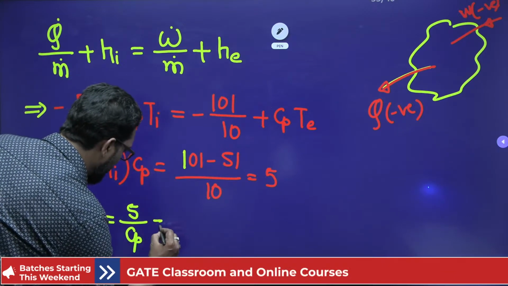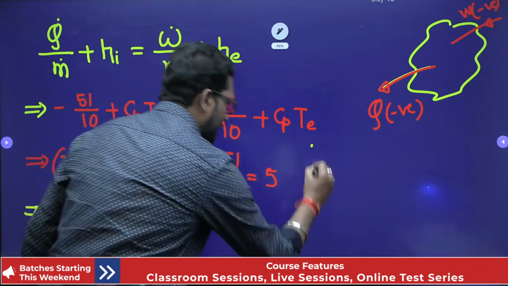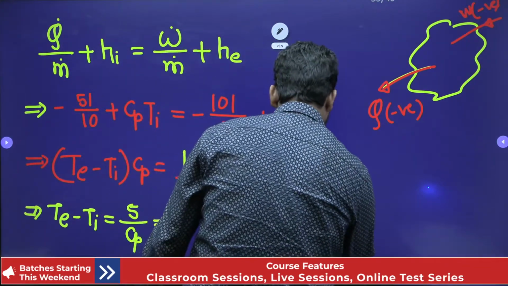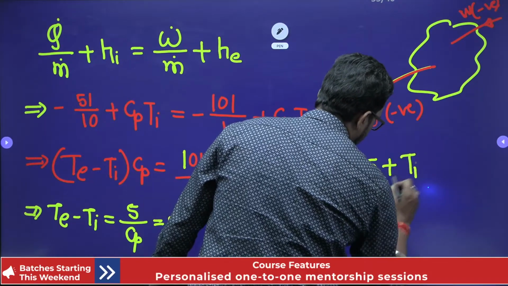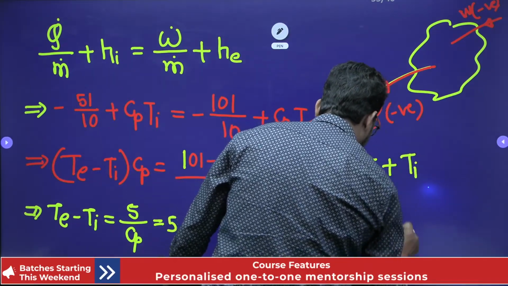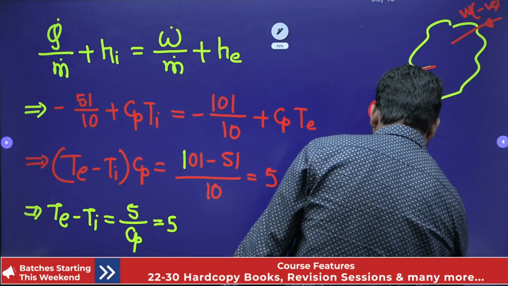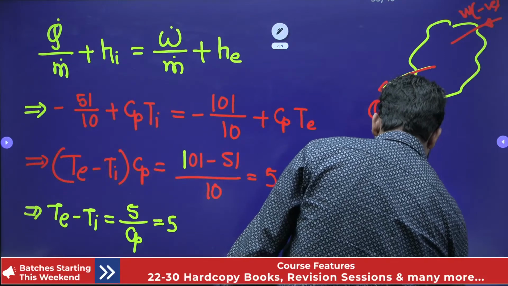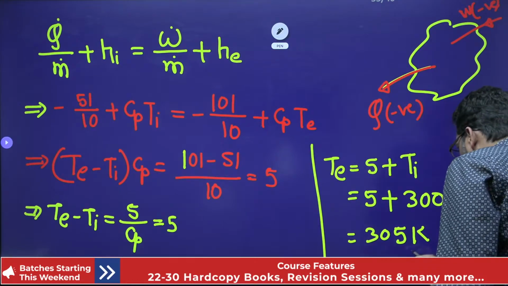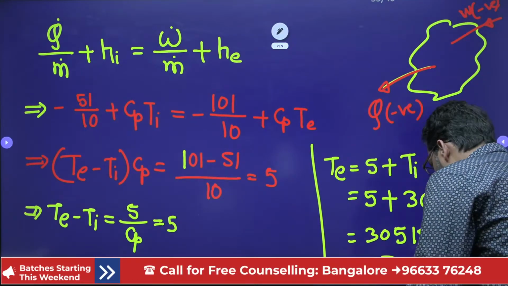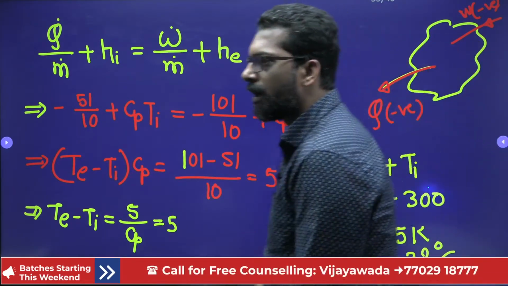So this is a 5. Now, TI you have. So what is TE? 5 plus TI. So this is 5 plus TI is how much? 300 Kelvin. So this is 305 Kelvin. And if there is a 305, option is centigrade, so this is your 32 degrees centigrade.